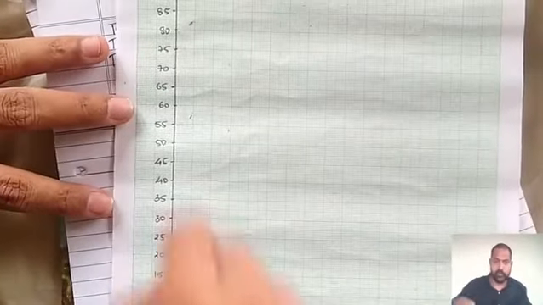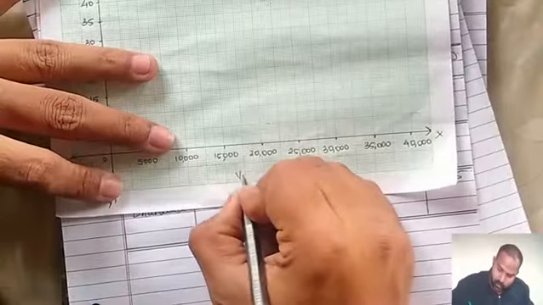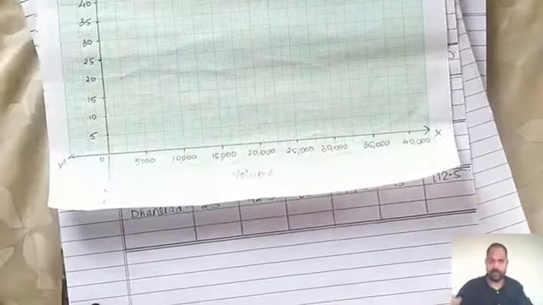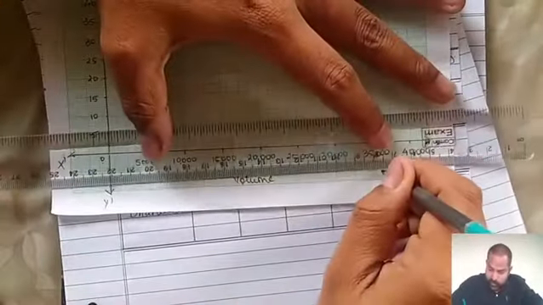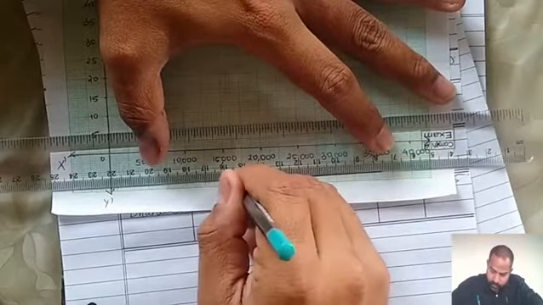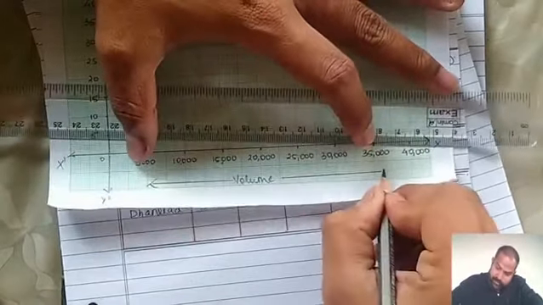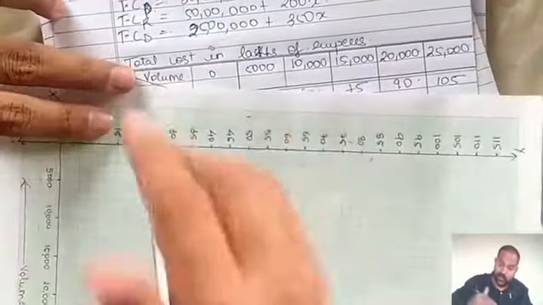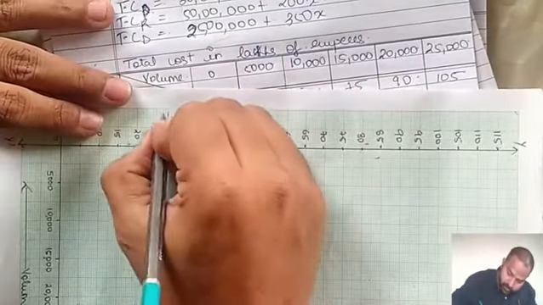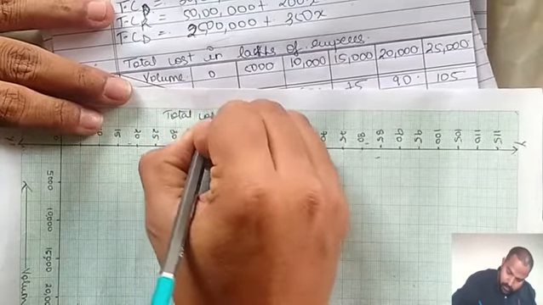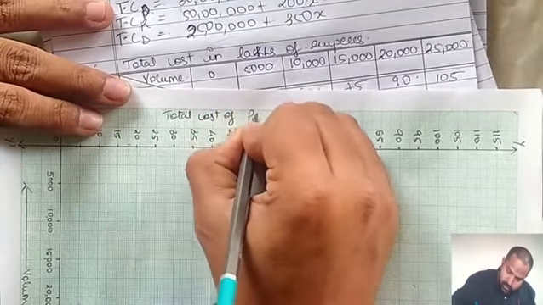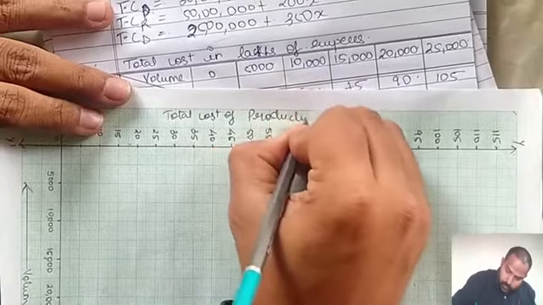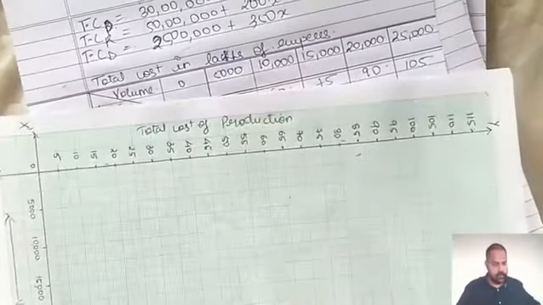And here I'm going to show you total cost. So here I'm going to write down volume. So this is the volume in which I am producing. Starts right from 0 and goes up till 40,000. And here is the total cost of production. So this represents the total cost of production.